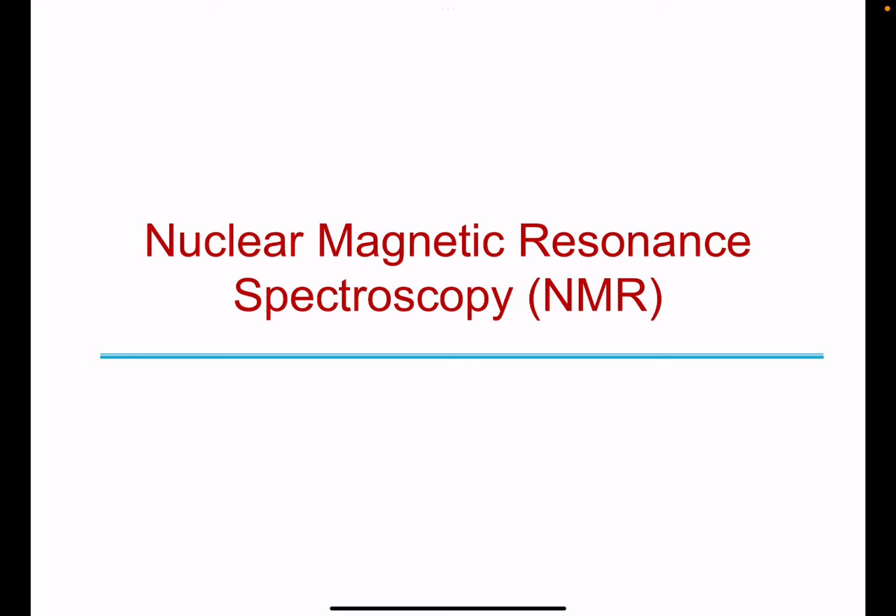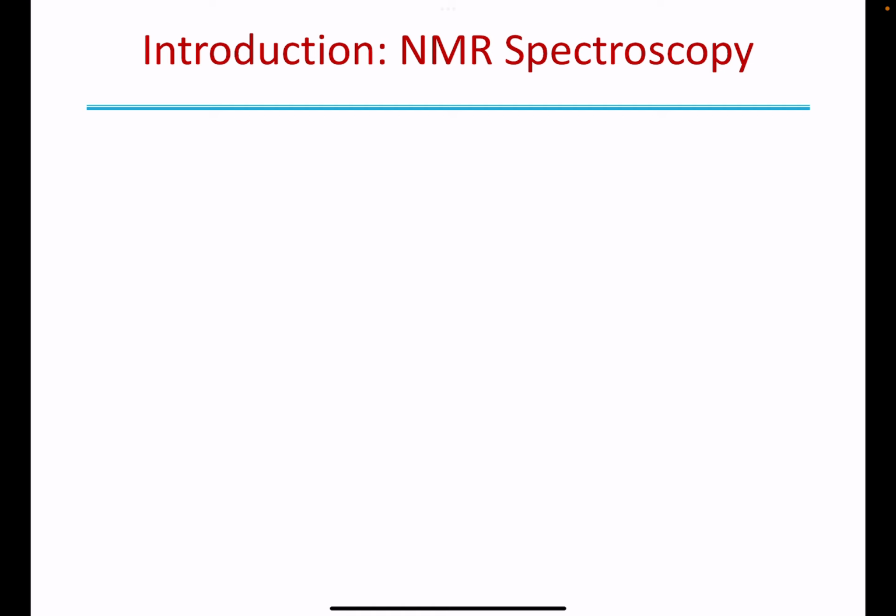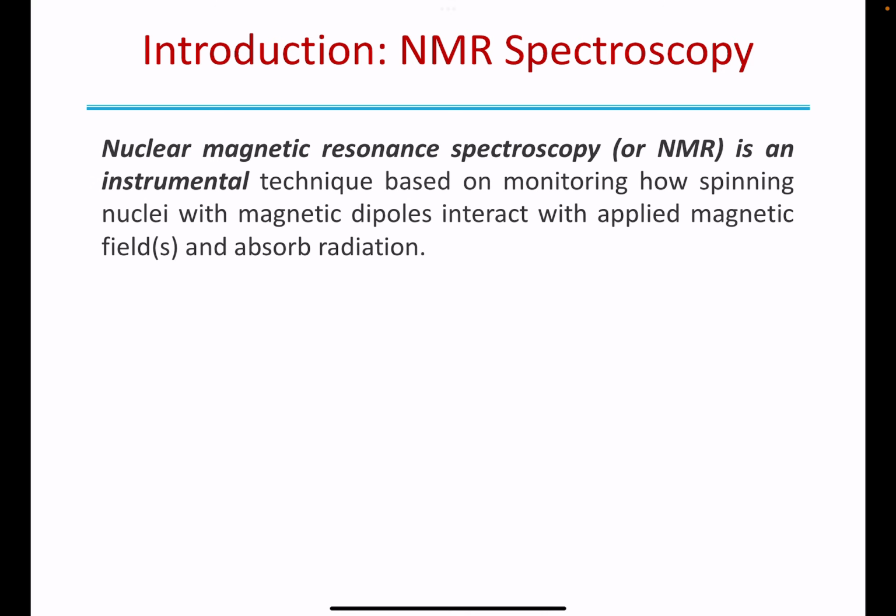Nuclear magnetic resonance spectroscopy, NMR. NMR is an instrumental technique that is used to identify the structure of organic molecules. In this technique, the molecules are put in a magnetic field where the spinning nuclei of these molecules will interact with radio waves and absorb energy from the radio waves.